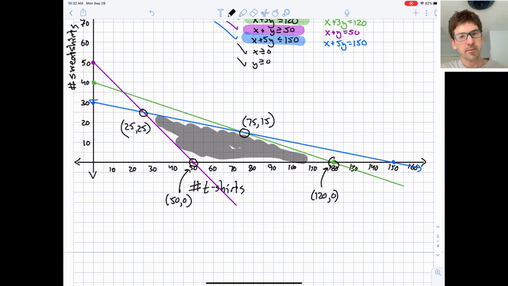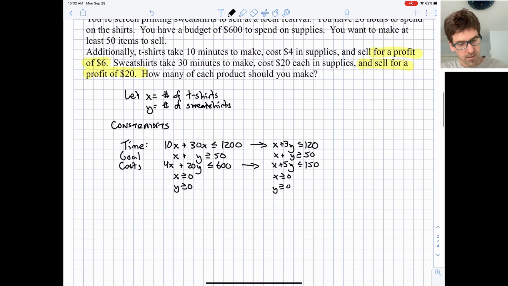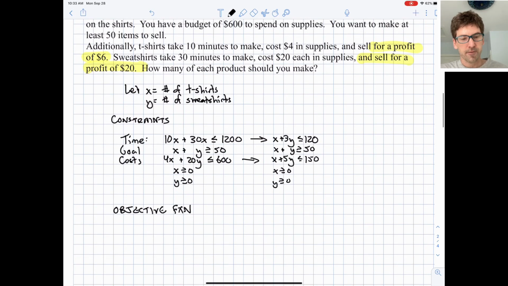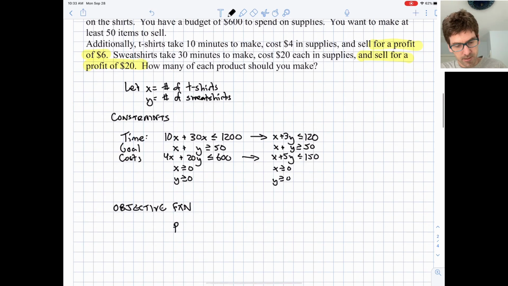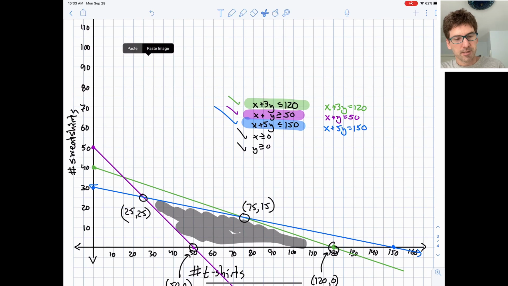So now we have to think about our objective function. So going back above, I think you can see that our objective function will be a profit of $6. Profit is equal to $6 for each t-shirt plus $20 for each sweatshirt. Okay, so that's our objective function. I'm going to copy that and bring it down.